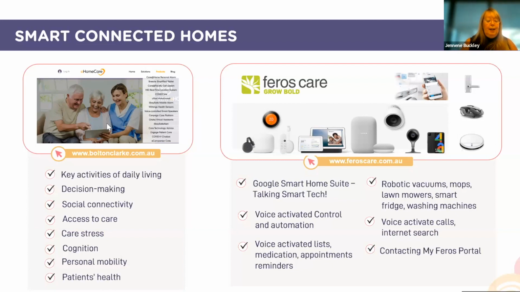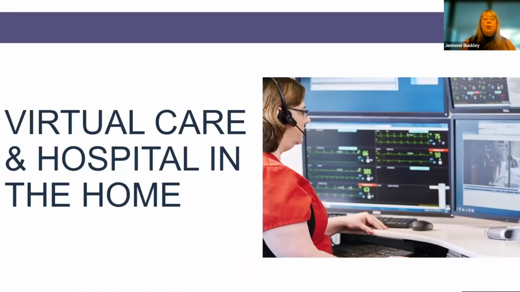What we are also seeing, in addition to these smart home devices, are telehealth devices being used in virtual care and hospital in the home environments. What we mean by virtual care is where we're seeing organisations creating a team of clinicians, a multidisciplinary team of clinicians and medical staff, who monitor clients within their home 24/7 remotely. The ability for these virtual teams to also work collaboratively with workers in the field provides a 24/7 response.